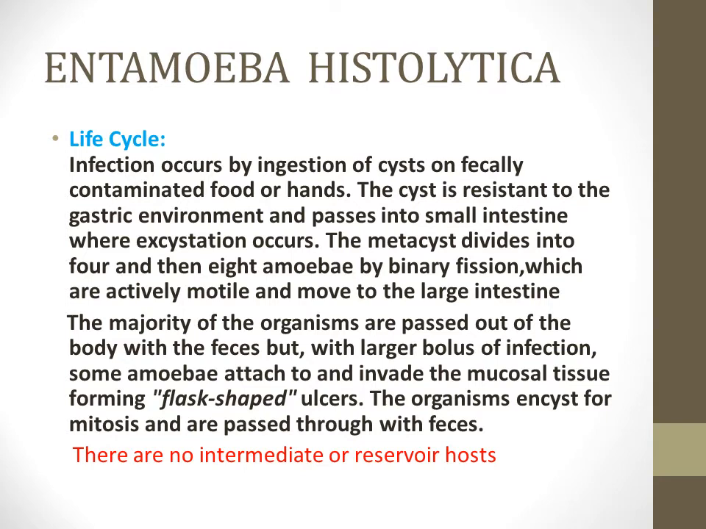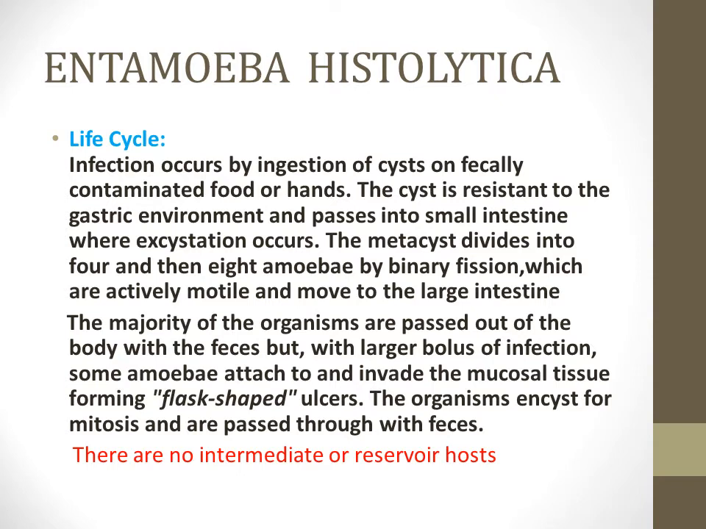Now coming to the life cycle of Entamoeba histolytica, the infection begins through transmission of the Entamoeba histolytica cyst through the fecal-oral route into humans. The cyst is resistant to the gastric environment, so it passes directly into the small intestine where it undergoes excystation. It divides here by binary fission into 8 amoebae which are actively motile and move to the large intestine where they produce the characteristic lesion.